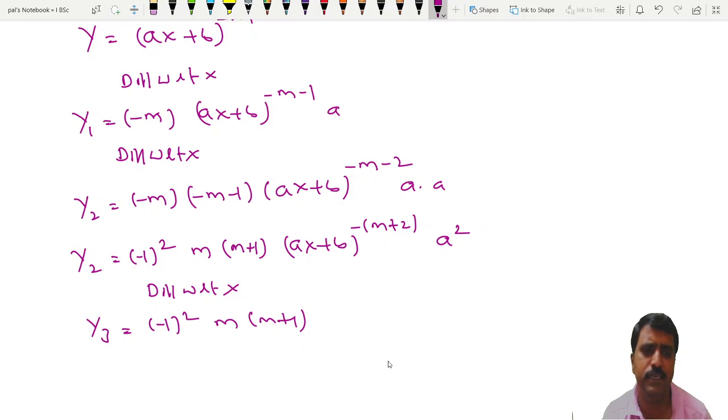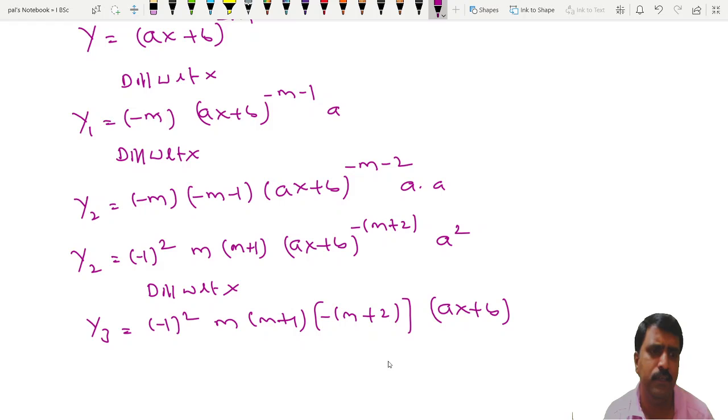Differentiation of this term is minus of m plus 2. Close this bracket. This into ax plus b to the power minus of m plus 2 minus 1. You can write that is minus of m plus 3. Again, differentiation of ax plus b is a. A into a square gives a cube.